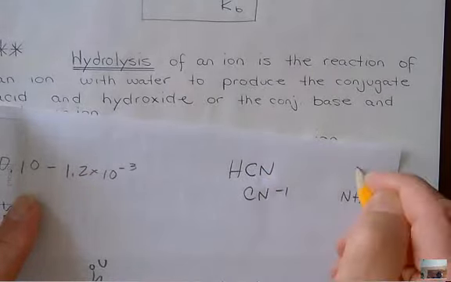Okay, so there's going to be 4 rules, okay? So the first rule and the fourth one are pretty easy to remember. The 2 in the middle, you have to take a little bit of time and think about it. Okay, so rule number 1, the salt that's derived from a strong acid and a strong base is neutral because neither of the ions react with water.